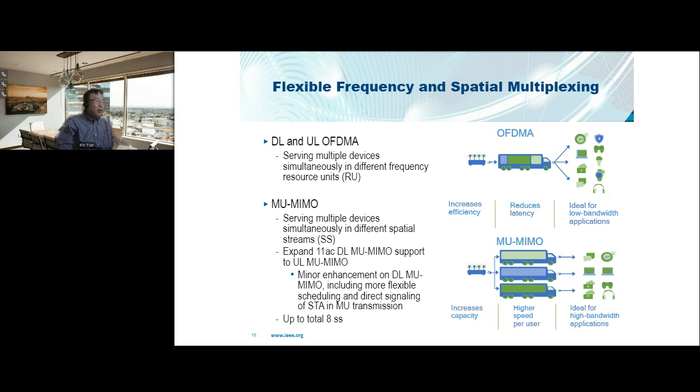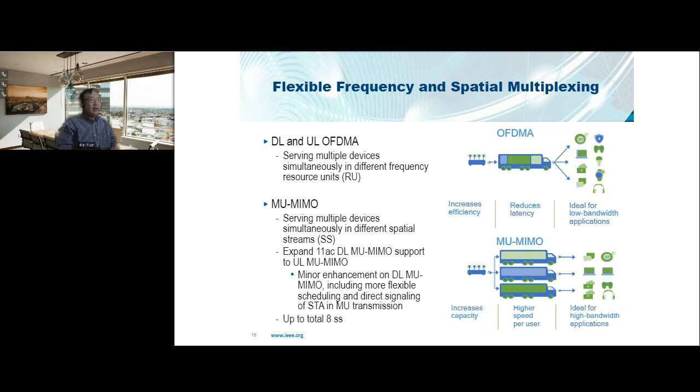The downlink MU-MIMO technology was first introduced in 11ac. In 11ax, we expand this MIMO technology first to the uplink, and also we do some minor improvements on the downlink MU-MIMO, so that it can be more flexible in scheduling and in setting up the group for the MU-MIMO transmission. Okay.